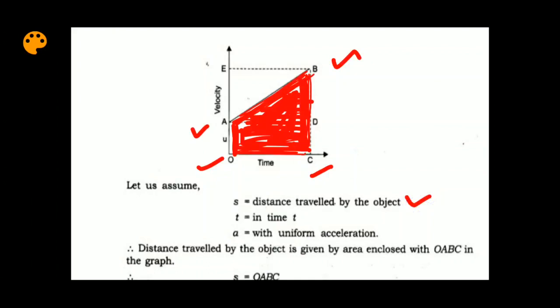Now, if we make a parallel line from A to D, which is parallel to time axis OC, we will see that this trapezium OABC is divided into two figures. One is the triangle, that is ABD, and the other one is the rectangle, which is OADC. So now this trapezium is divided into two parts, that is a triangle and a rectangle. So by finding the area of this triangle ABD and by finding the area of this rectangle, we can find out the distance travelled by the object.